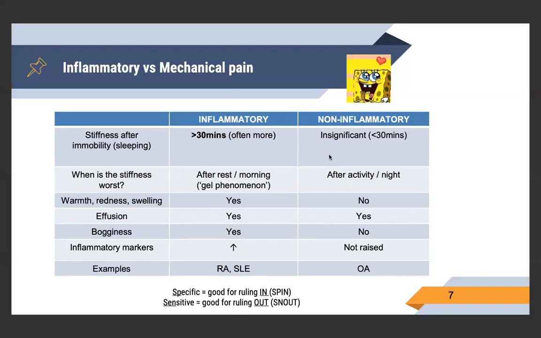So obviously inflammatory features, warmth, redness, swelling, we'll see in inflammatory, not really in non-inflammatory, although you can get bony swellings in osteoarthritis, which is a different kind of swelling. It's not like tissue swelling.